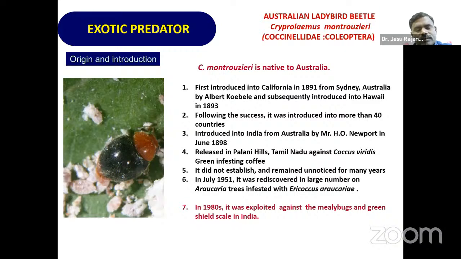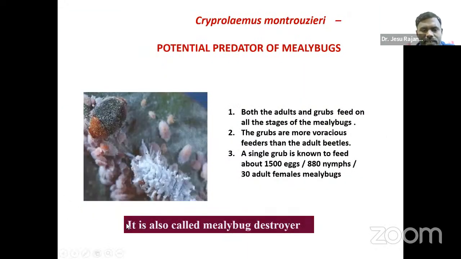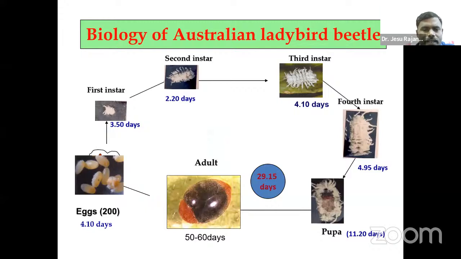The last predator, which everyone knows about, is Cryptolaemus montrouzieri. It is a very good predator for mealybug actually, and scales also. That's why we call it the mealybug destroyer. Here both the grub stage and the adult act as predators. This is an adult, these are eggs. A female lays almost 200 to 300 eggs. These are the grub stages. The fourth instar is a pre-pupal stage, then pupa, then comes the adult.